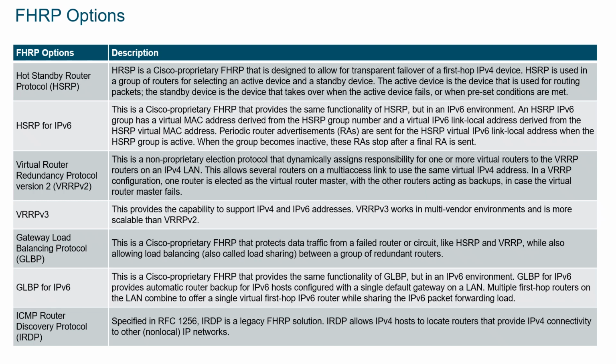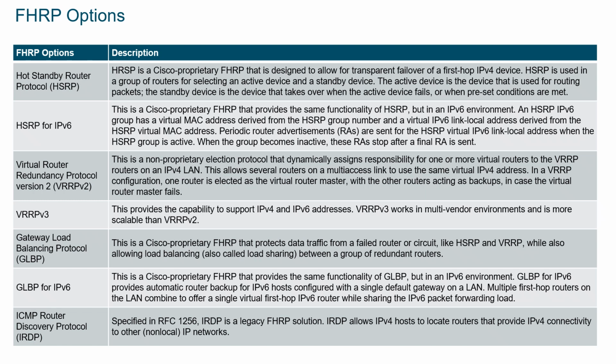It is used for selecting an active device, again, the one that is going to be doing the physical forwarding, and a standby device, the one who is going to be listening to make sure the active does not go down. The active device is the device that is used for routing packets. The standby device is the device that takes over when the active fails, or if certain preset conditions that you could define are met.